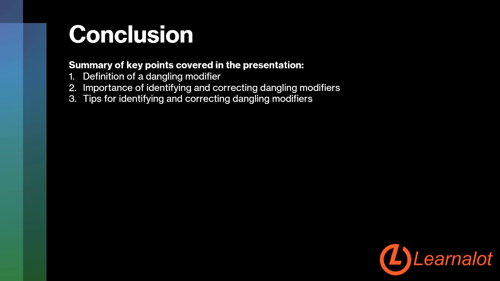As a reminder, a dangling modifier is a modifier that is not clearly and logically connected to the word or phrase it is modifying. It can lead to confusion or absurdity in a sentence. Remember to always pay attention to the placement of modifiers in relation to the words or phrases they are modifying and make sure that the sentence is clear and logical.